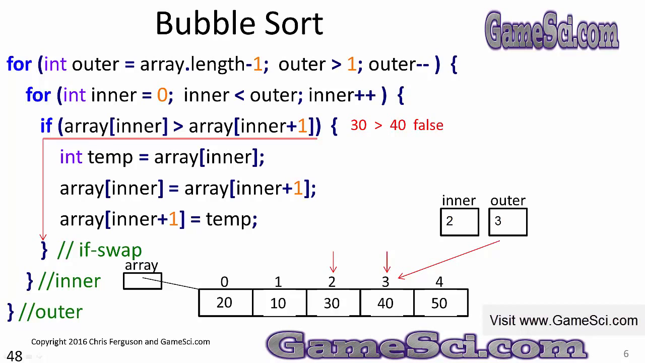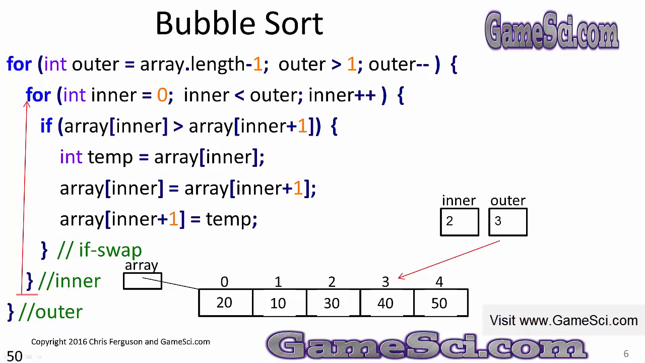We're going to compare adjacent numbers, and every time they're out of order, swap them. Well, they're not out of order. 30 and 40 are in perfect order. So skip the swap. Hit the end of the inner loop. At the end of the inner loop, we'll come back up and do an inner plus plus. When inner plus plus goes to 3, notice how we've reached the end.